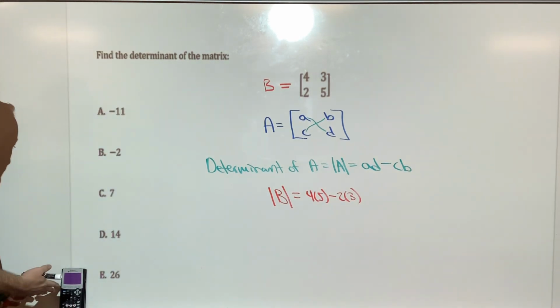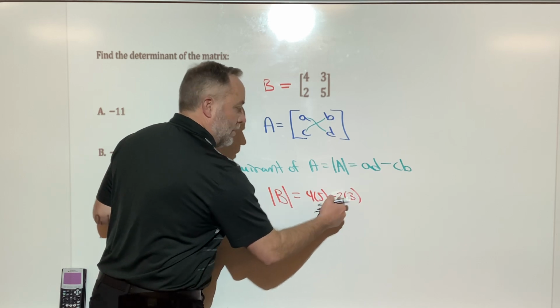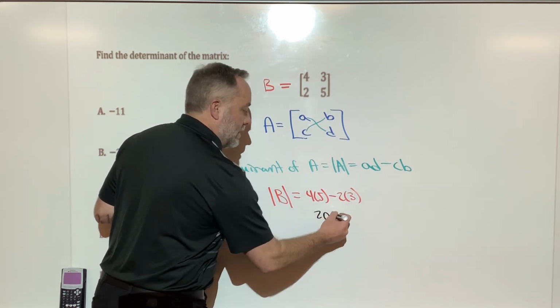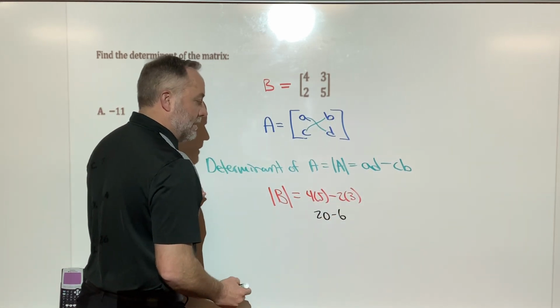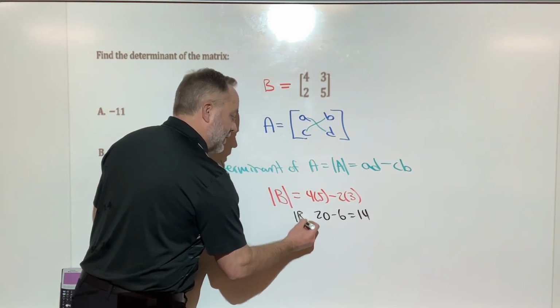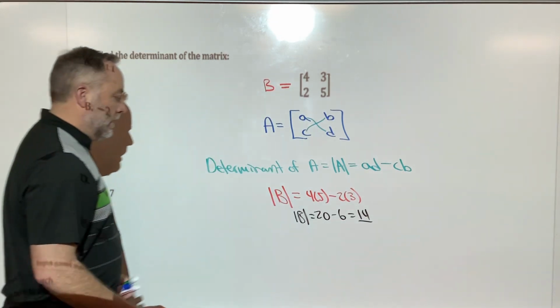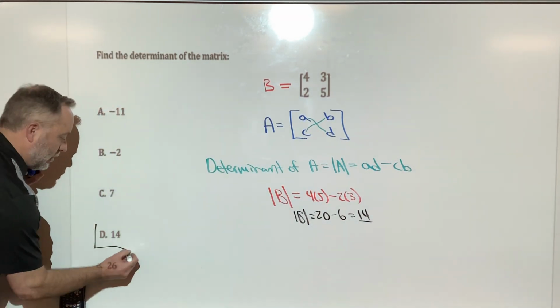Use your calculator if you need to. That's always an option. But 4 times 5 is 20. 20 minus 2 times 3 is 6. So 20 minus 6 is 14. So the determinant of our matrix, which we chose to call B, is 14. And we can find that in choice D.